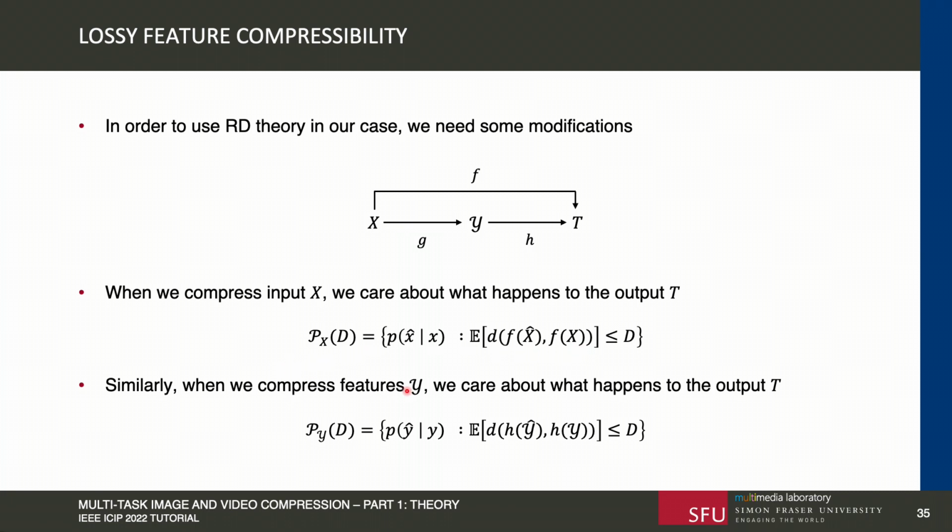And similarly, when we compress y, we'll say that for a given distortion level d at the output, the set of feasible quantizers, P of y hat given y, is the set of these conditional distributions that achieve the expected distortion at the output less than or equal to d. So we're using this mapping from features to the output here in the definition of this feasible set P sub y of d.